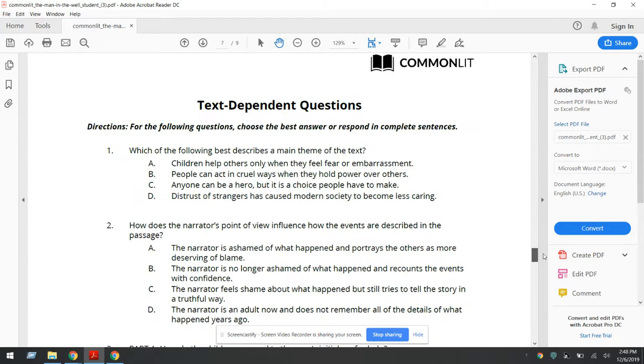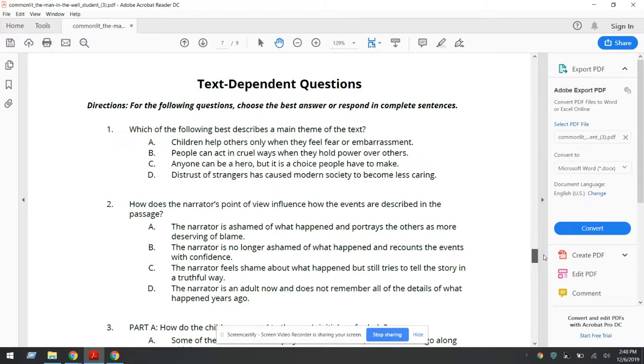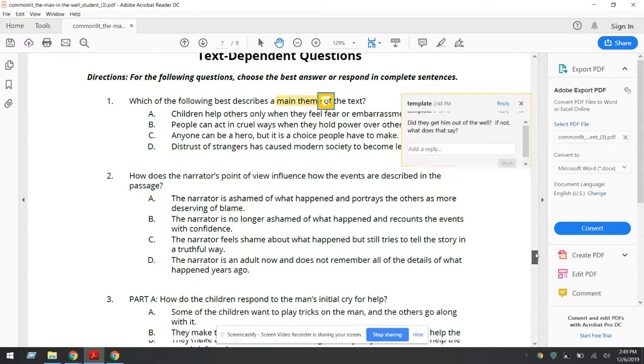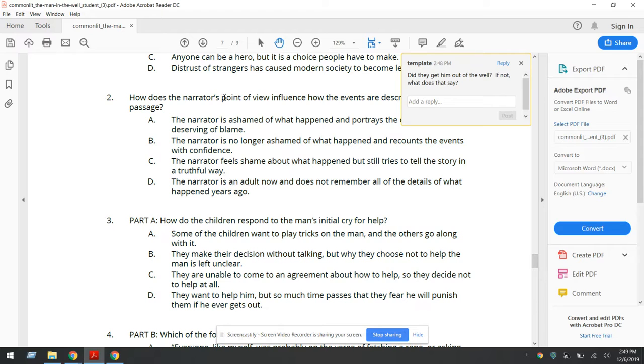In addition, there was skimming and scanning for the text dependent questions. So, the main theme. As I was reading that, I was thinking about how the characters solved the problem. Did they get him out of the well? If not, what does that say? That will help me find the theme tomorrow when I'm reading. The narrator's point of view, so we saw it was first person point of view, influences how the events are described.